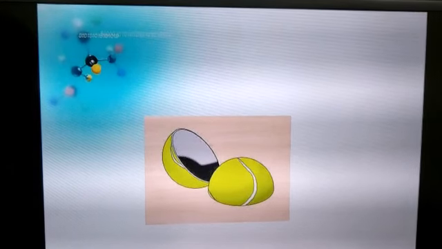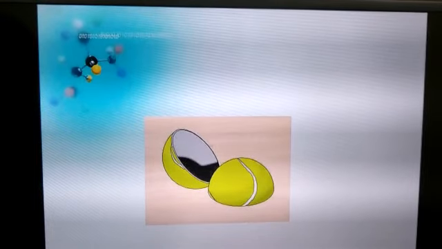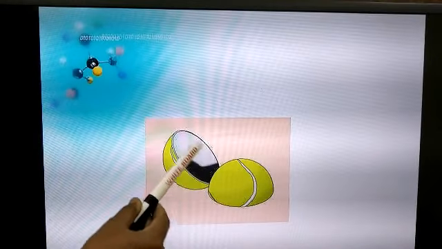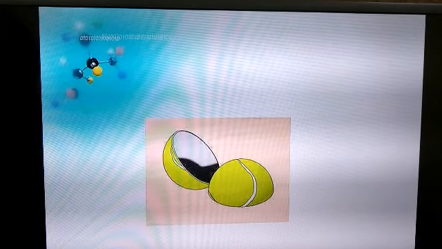Now if we take a rubber ball which is hollow and cut it into two parts, we see that each of the two parts has two types of surfaces. You see the inner surface and you see the outer surface.